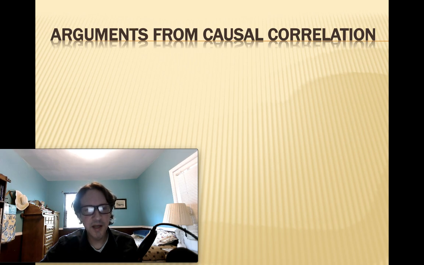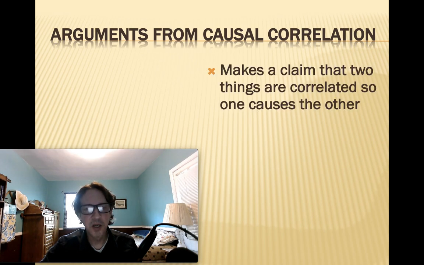The next type of data is argument from causal correlation. So this is just an argument where the data says these two things are correlated, so therefore one probably caused the other. We have arguments from correlation all the time, right? Like we'll say something like this person smoked and then they got cancer. Obviously, smoking caused their cancer.